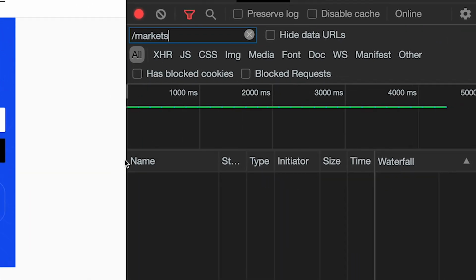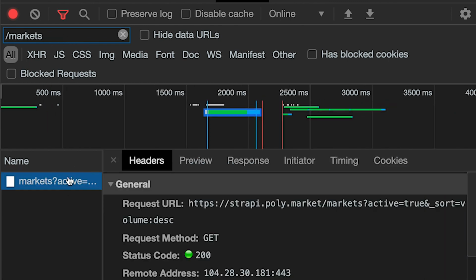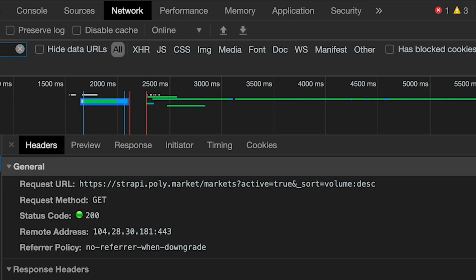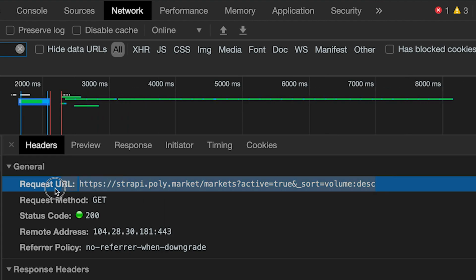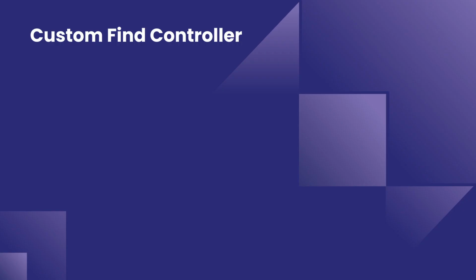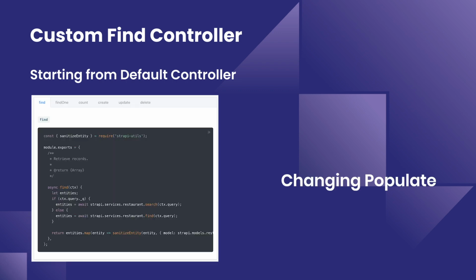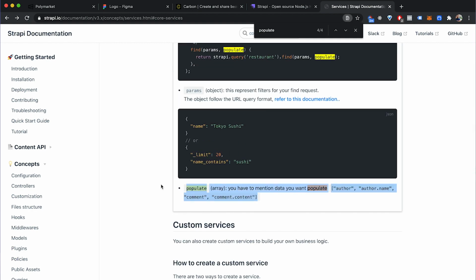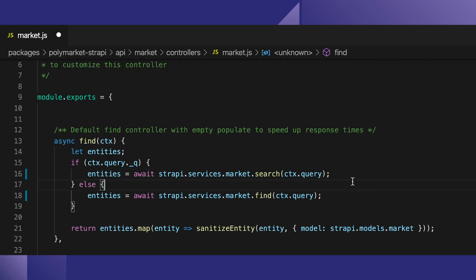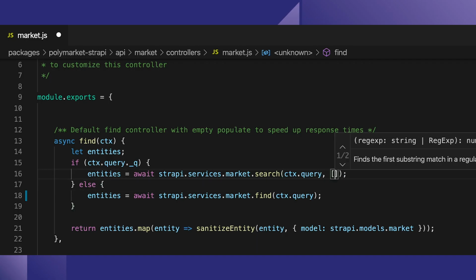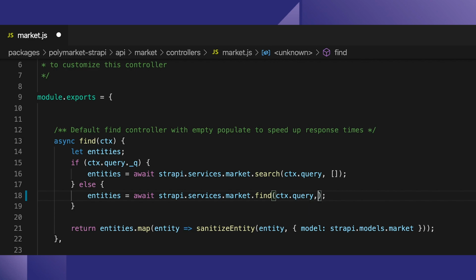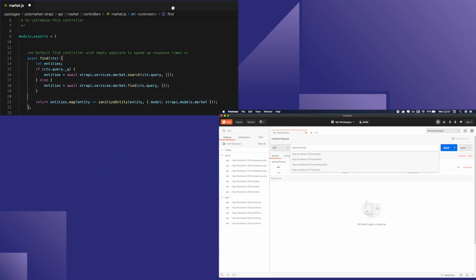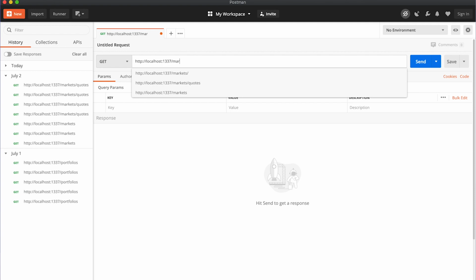I was making a request that filtered for active markets sorted by volume, but I thought we may still need to use other filters. So instead of hardcoding a specific request, I wrote a custom find controller that only changes the second parameter of the core find service, the populate parameter. Populate specifies the depth in which Strapi will load the relations for your content type. Since I have a separate request to load graph data, I set the populate to be an empty array. This not only kept the small payload size, but improved loading times massively.